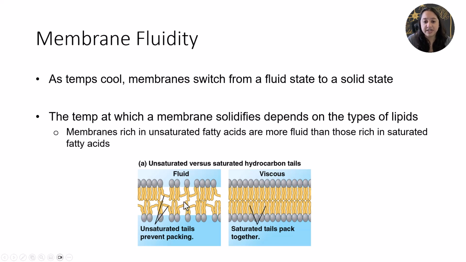So membranes that are rich in unsaturated fatty acids have those bumps in the tails. And so the molecules can't pack as tightly together. These membranes with unsaturated tails are more fluid than those that are rich in saturated fatty acids. So here on the right, you see phospholipids with saturated fatty acids. They're really tightly packed together, and they're more likely to be solid at certain temperatures than ones with unsaturated tails.